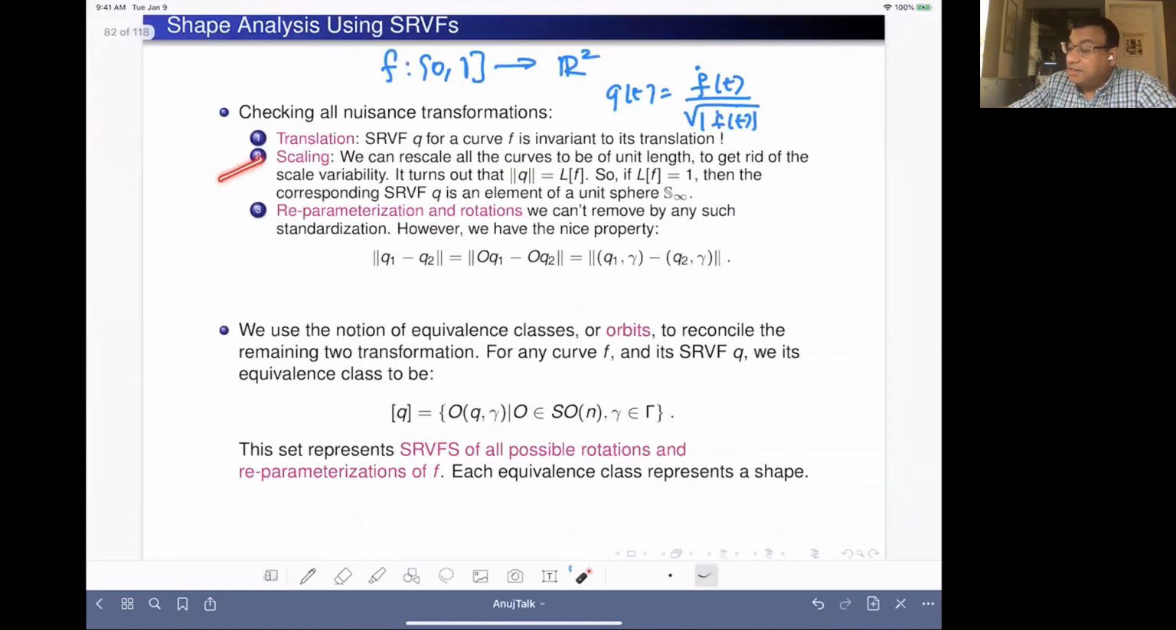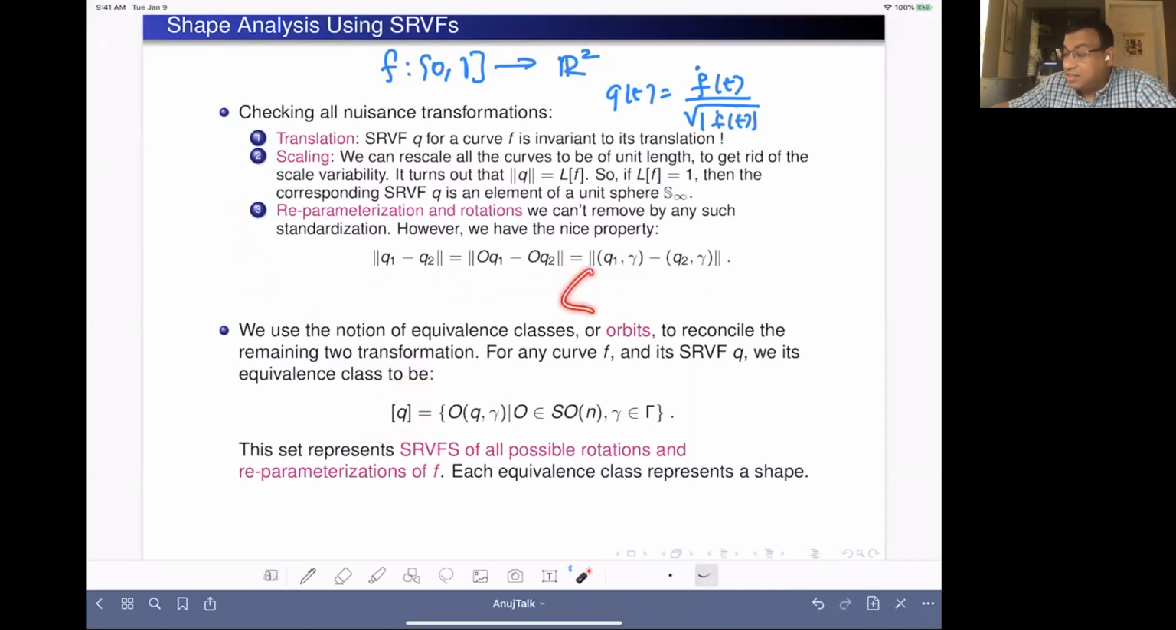So that's scale. How do we get rid of rotations and reparameterization? There is no simple solution. There is no standardization I can do to remove those beforehand. Okay. So we use this nice property that if I rotate two curves in the same way, or if I reparameterize two curves in the same way, then the L2 norm between their SRVFs remains unchanged, either under rotation or under reparameterization. And so we form orbits.